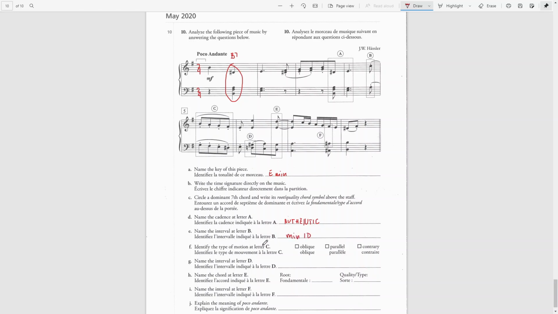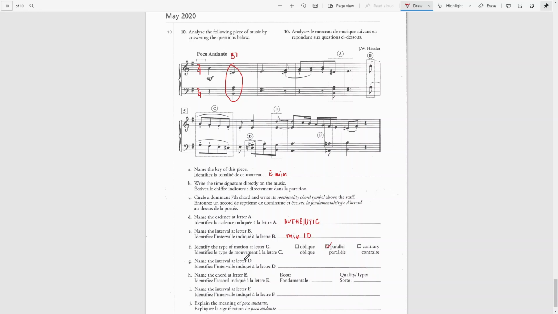Identify the type of motion at letter C. At letter C, in the treble clef, we have a descending line and we also have a descending line in the bass clef. The size of the interval between each of these notes remains constant, therefore this is called parallel motion.